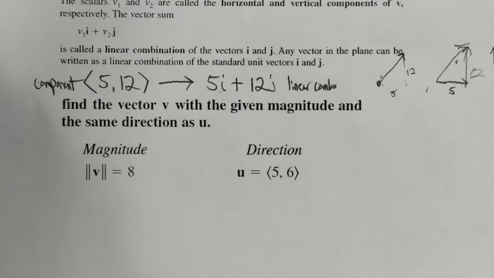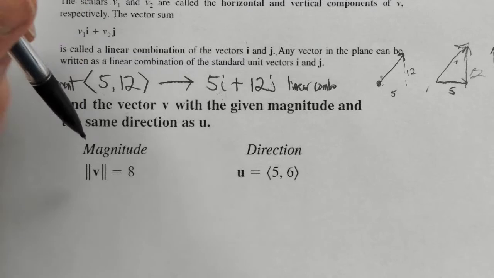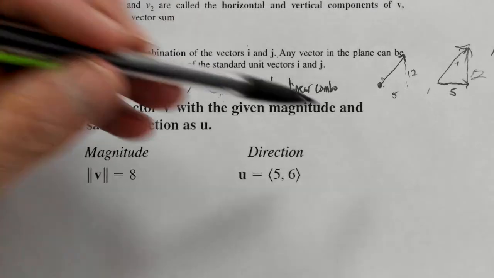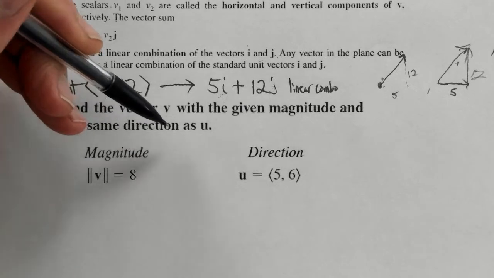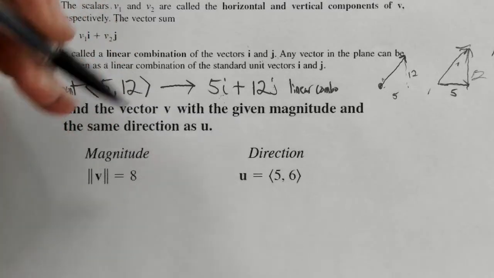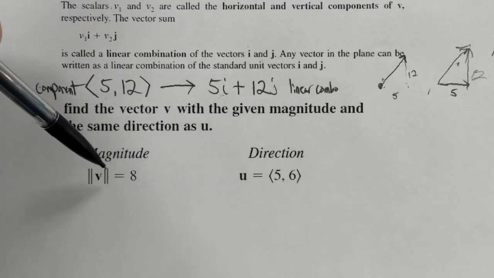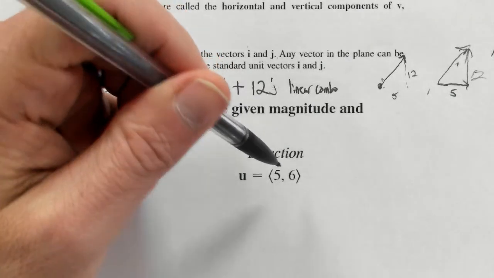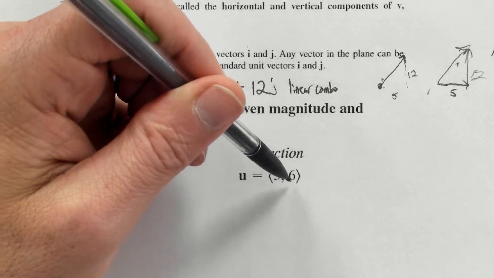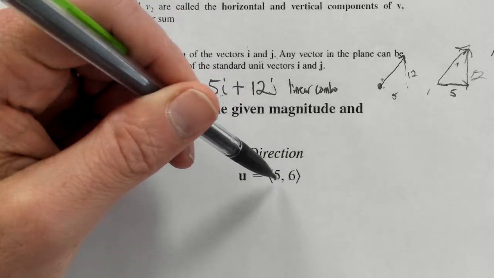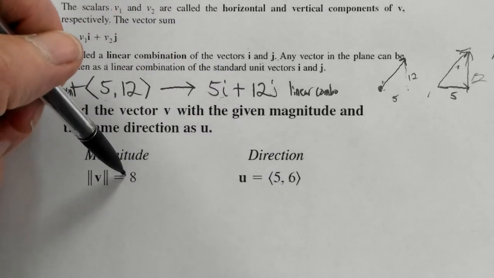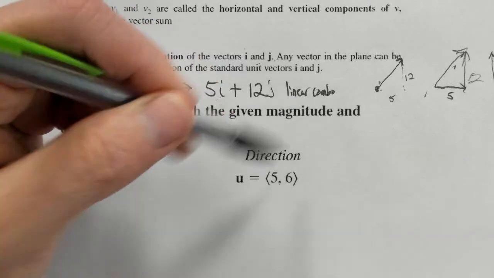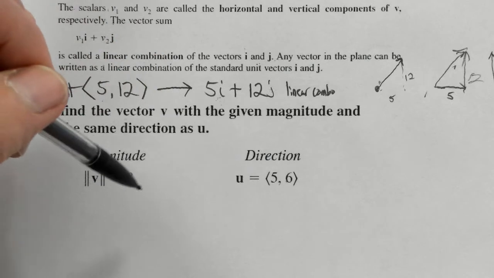Okay, so what type of problems are we practicing from this? Okay, so we want to find the vector with the given magnitude, okay, and the same direction as u. Okay, so I want to find a vector that has a magnitude of 8, but that is going in the same direction as 5, 6. Now, 5, 6 doesn't have a magnitude of 8. So I need to find the vector that is going this direction, but does have a magnitude of 8.